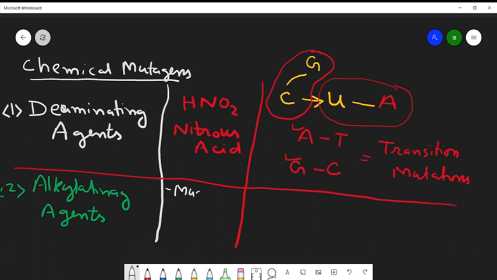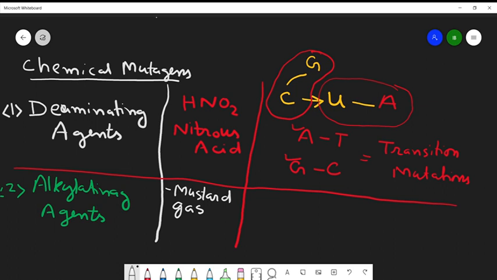and you must know that mustard gas was the first chemical mutagen used, and it was actually used during World War II, sorry, and it was discovered by Sir Auerbach. So mustard gas is one of the chemical mutagens which causes alkylation, or adds alkyl groups to the nitrogenous bases, changing the pairing properties.